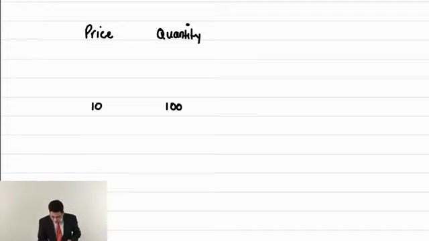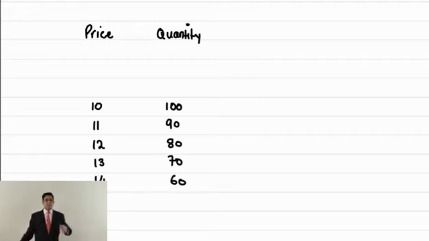Just assume price goes up to 11 and quantity goes down to 90. Price goes to 12 and quantity goes down to 80. Price is 13, quantity is 70, then 14 and 60. So you can see I am changing it at the same rate: price is increasing by $1 and the quantity is decreasing by 10 units.